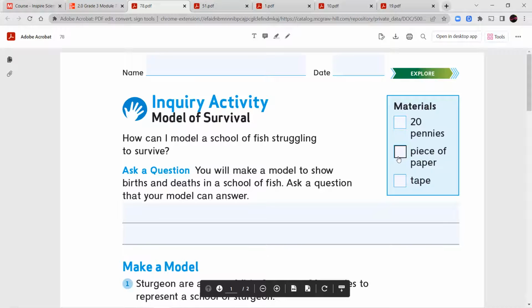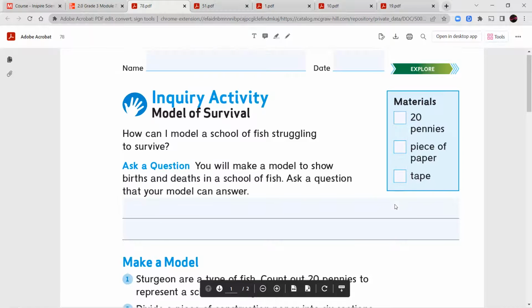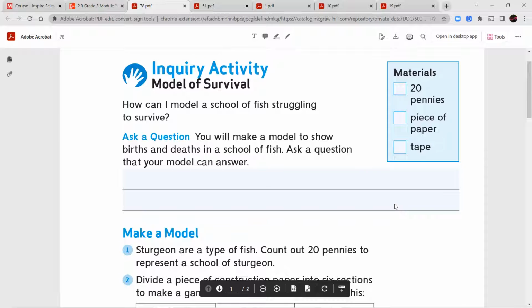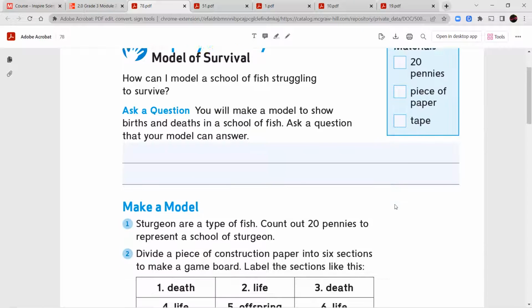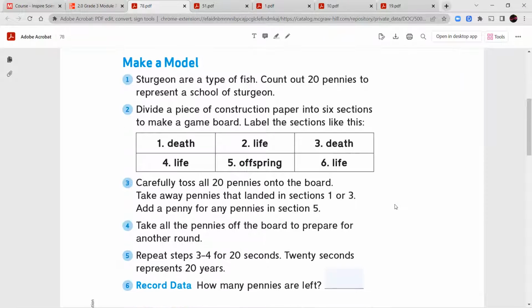You're going to be using 20 pennies, a piece of paper, and some tape. All of those we have in the classroom, and it's things that you guys will have at home as well if you're working on it from home. So first, you're going to make a model. Sturgeon are a type of fish. Count out 20 pennies to represent a school of sturgeon.